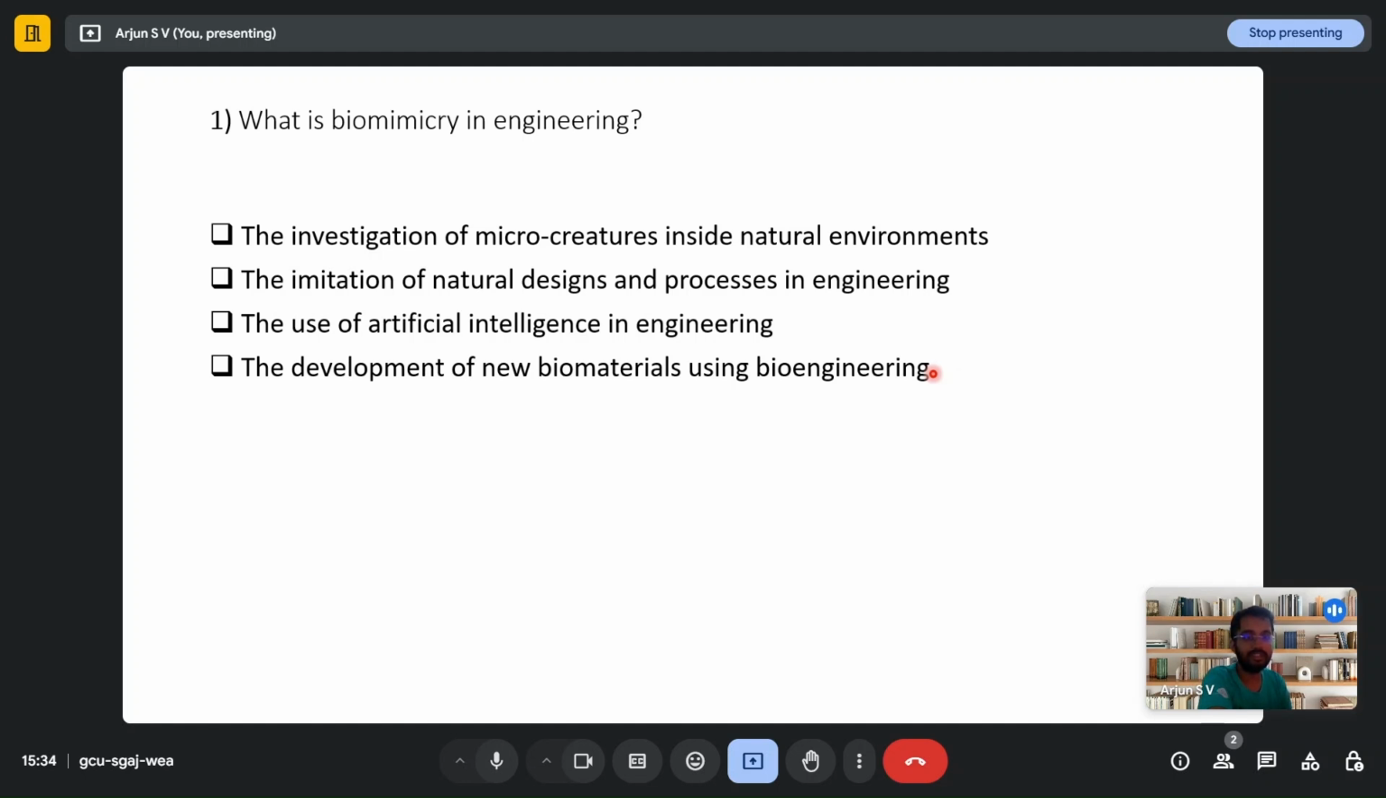So biomimicry is nothing but, there are some natural phenomena happening, and those natural phenomena have some features which can be exploited if we engineer the same kind of phenomena for other things. So it's the imitation of natural designs and processes in engineering.